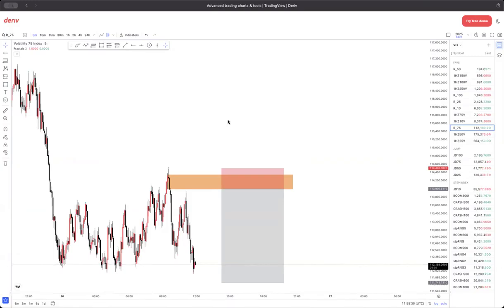Please, is it only engulfing I mentioned here? I mentioned plenty of candlestick patterns. It's not only engulfing I mentioned. There are a lot.